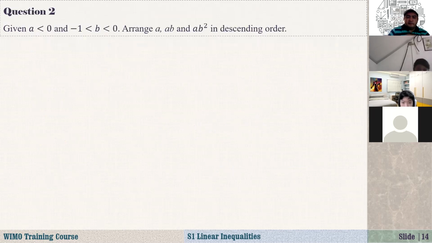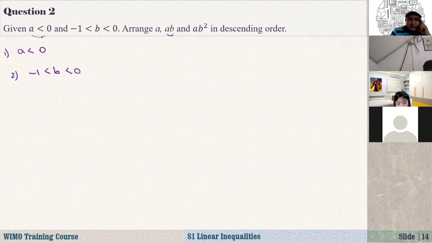Another example. Given a is less than 0, that is a negative number, and minus 1 is less than b is less than 0. That means that b is between minus 1 and 0. Arrange a, ab, and ab squared. How do we do that? a is less than 0. And minus 1 is less than b is less than 0, right? And I'm going to get ab here. So if you multiply all sides by a, what happens here?